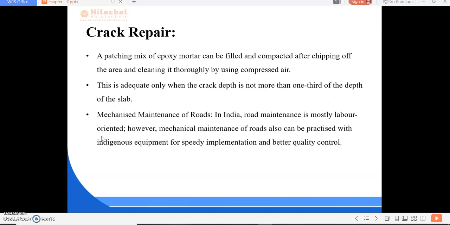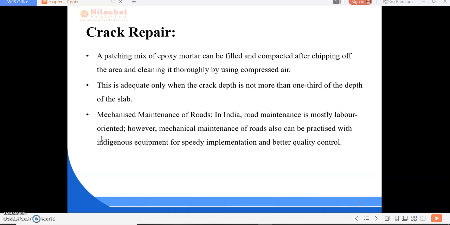Next is crack repair. A patching mix of epoxy mortar can be filled and compacted after chipping off the area and cleaning it thoroughly using compressed air. This is adequate only when the crack depth is not more than one third of the depth of the slab.